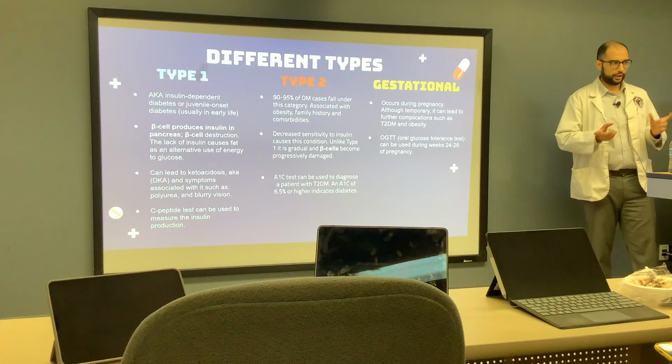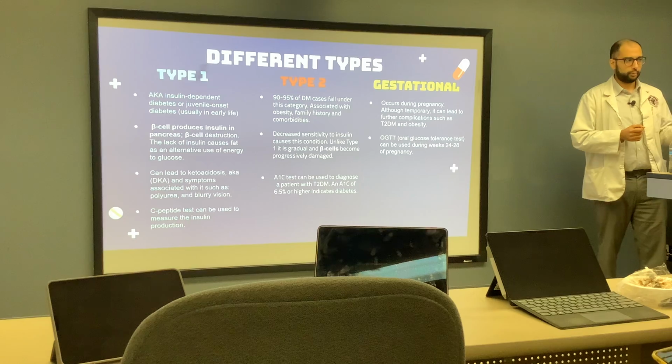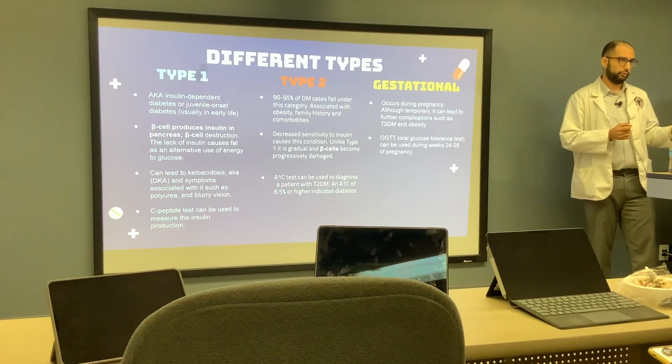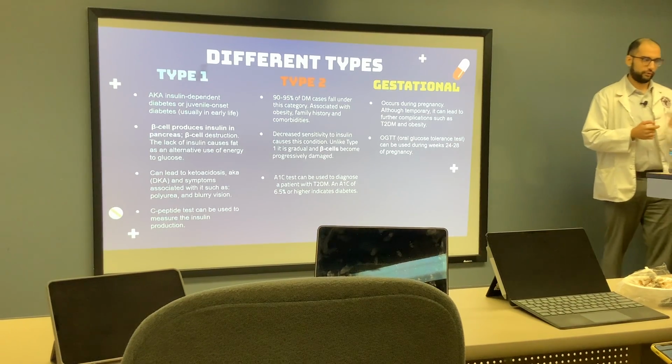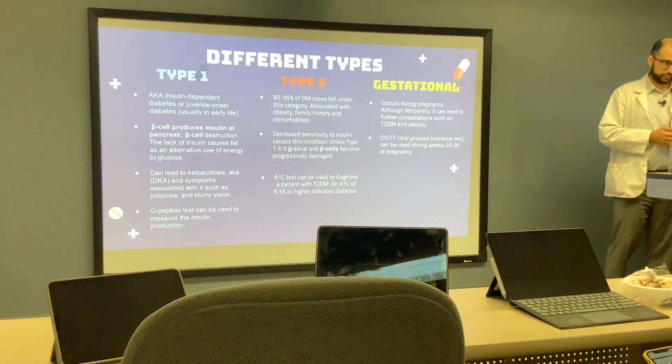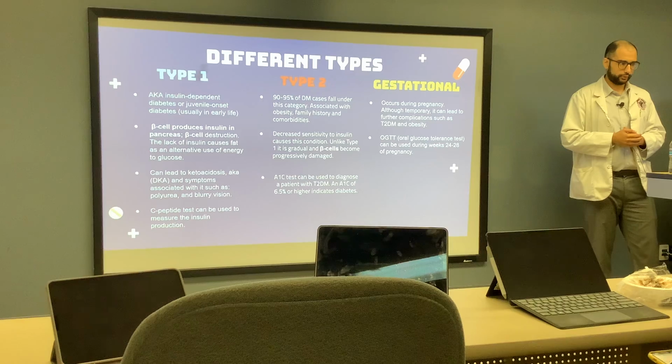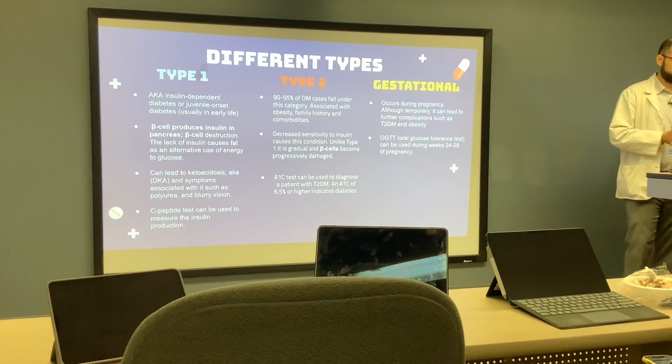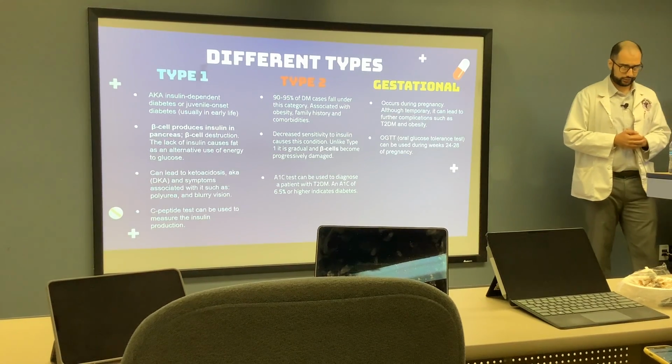The difference between type 1 and type 2 would be, in type 1, usually the patient is normal weight or underweight, and in type 2, you're going to have an obese patient. And there's an A1C test that can be used to diagnose a patient with type 2 diabetes mellitus in comparison to regular blood glucose testing. An A1C of 6.5 or higher indicates diabetes.